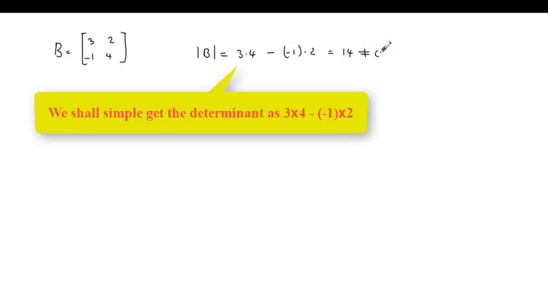Let's suppose we've got a b here. So in the case which we're working with here, we'll simply get this as what? As 3 times 4 minus 1 times 2. Do you see that? And then what do you get here? You get 12 plus 2, which will give you 14. And the 14 is not equal to 0. Then immediately you can say, therefore, B has an inverse.